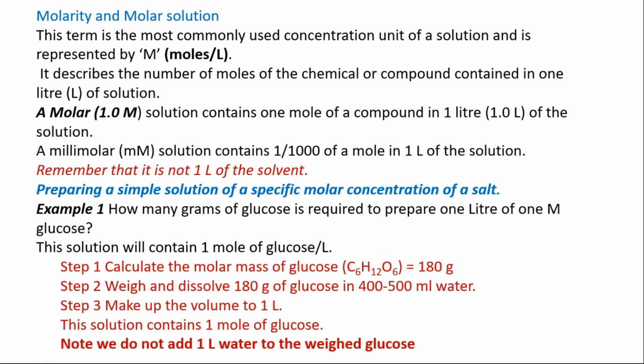Step 1, you calculate the molar mass of glucose, which is 180 grams. Dissolve this in about 400 to 500 milliliters of water. Allow all the glucose to dissolve. Then take a volumetric flask and make up the volume to the calibration mark with water. So this solution contains 1 mole of glucose, or it is a 1 molar solution. Note, we do not add 1 liter of water to the weighed glucose. We dissolve the glucose and then we make it up to 1 liter.